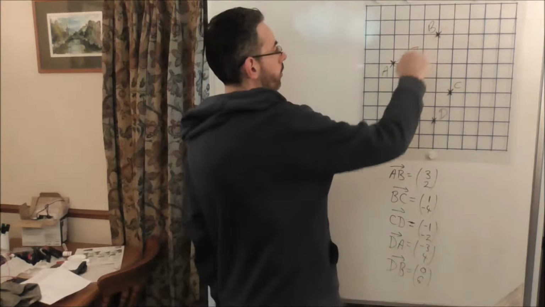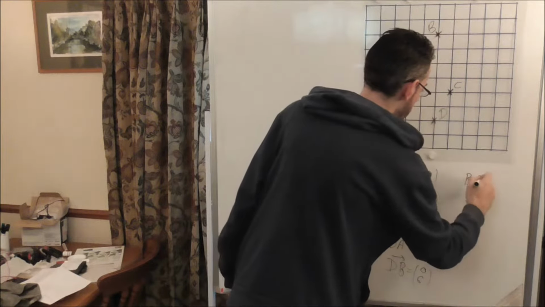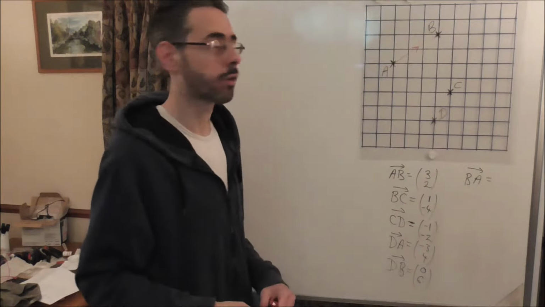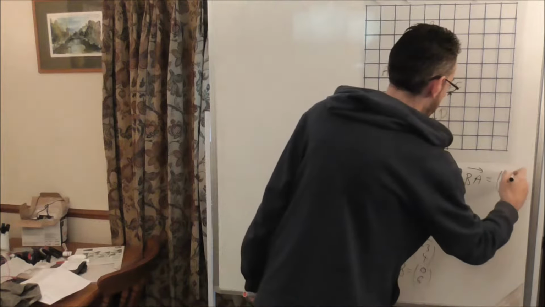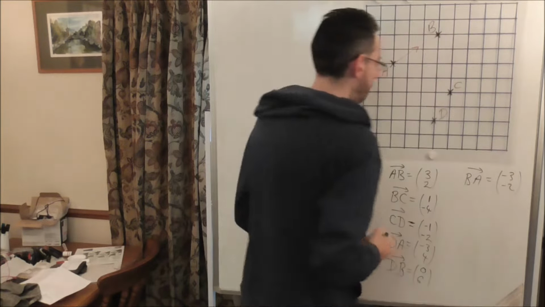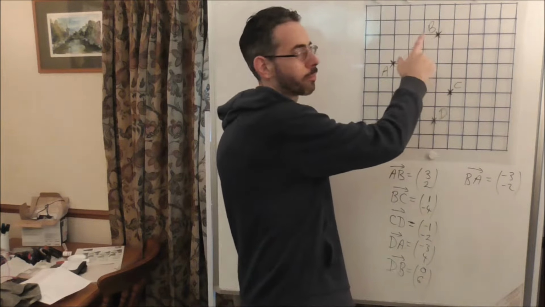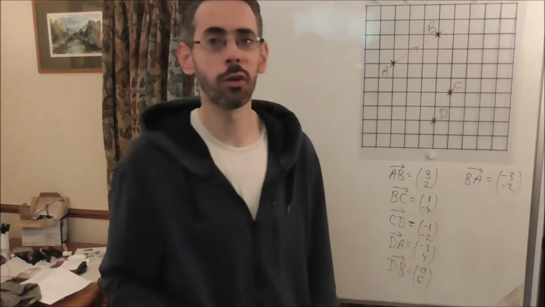Now, we did A to B. What about B to A? What about going the other way, the return journey, if you like? So vector B to A, what's that as a column vector? Well, it's left 3, down 2. So left 3 is minus 3, down 2 is minus 2. So notice how they compare. A to B was right 3, up 2, and B to A is left 3, down 2. So it's the same numbers, just different signs.